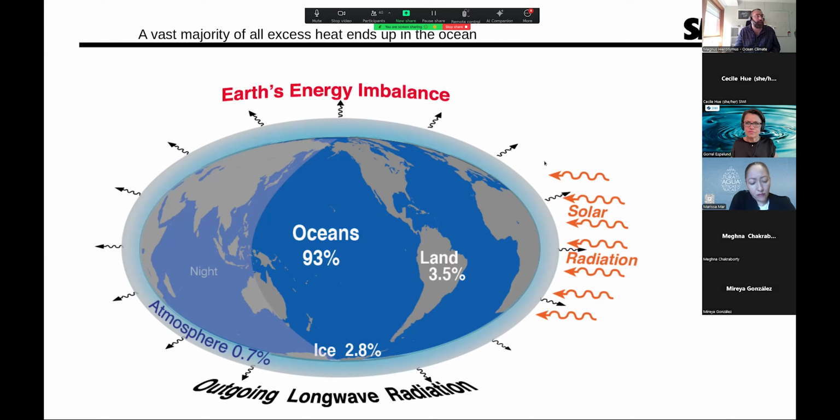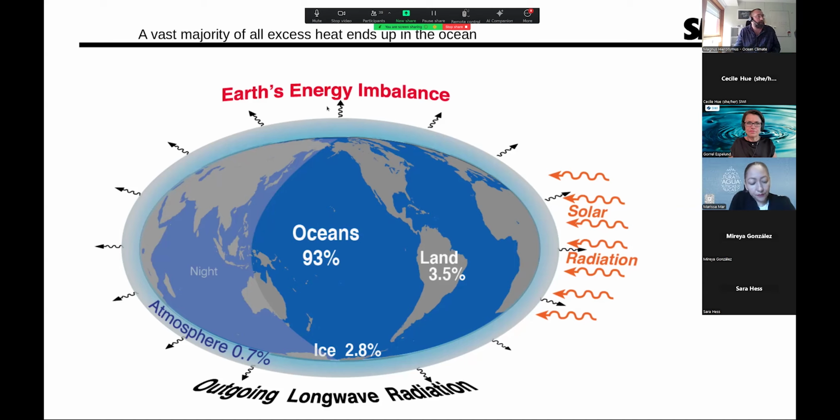Otherwise, if the incoming radiation is bigger, then the planet accumulates heat and becomes warmer, and the opposite occurs if the outgoing radiation, or the energy in the outgoing radiation, is larger. And what is climate change then? Climate change perturbs the outgoing radiation.